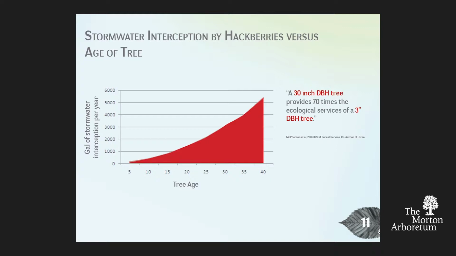And then this is from Greg McPherson. So a 3-inch diameter breast height tree, so about here, is not worth 1/10 the value of a 30-inch tree. It's 1/70th the value. So you can see that projection again, things are going geometric. And the bigger the tree gets, at 24 inches and 30 inches, you think, well, there's not that much difference. It's about twice as much interception between a 24-inch DBH tree and a 30-inch. So it just keeps on getting bigger really fast.